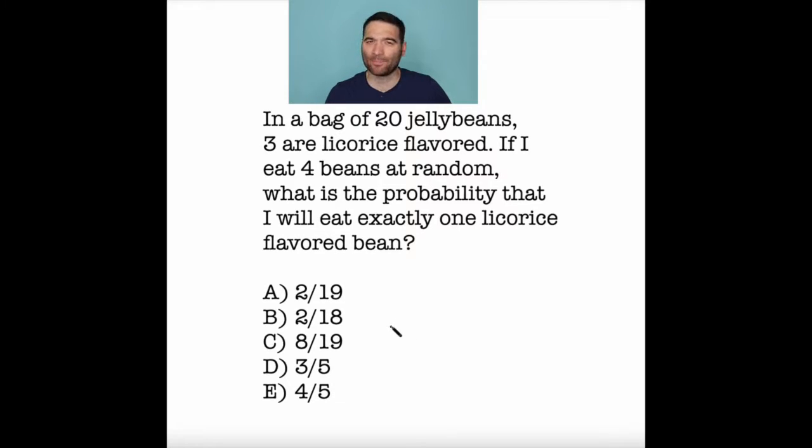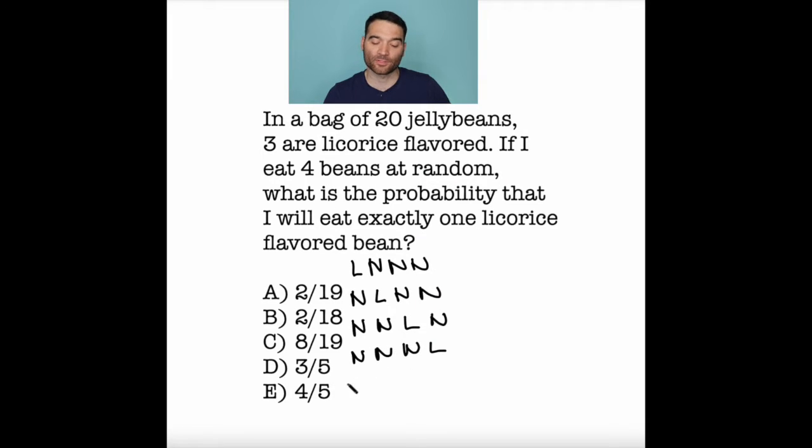So how could it happen that I would eat exactly 1 licorice flavored bean if I'm drawing 4? I could pick a licorice flavor on the first pick, the first bean that I eat, and then pick 3 non-licorice beans. So L, N, N, N. Or I could pick a non-licorice bean and then a licorice one and then non, non. That's exactly 1 licorice. Or non, non, licorice, non, or non, non, non, and then licorice.